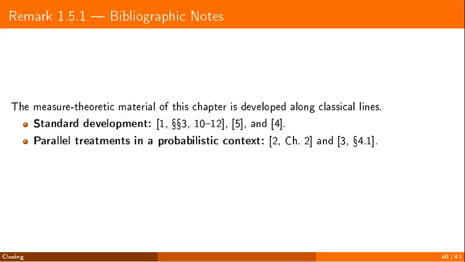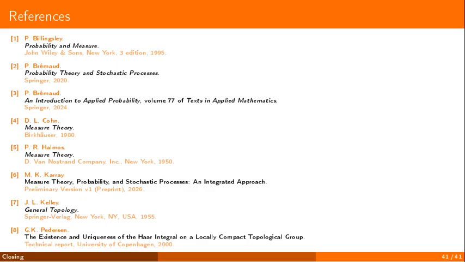A brief word on sources. The measure-theoretic material developed here follows classical lines, drawing on the standard treatments of Billingsley, Halmos and Cohn. For readers who want to see the same theory unfold in a directly probabilistic setting, the slide also points to the parallel treatments of Bremont. The material in this lecture is drawn from the book Measure Theory, Probability and Stochastic Processes, an Integrated Approach, where the full bibliography and all the precise references are collected.